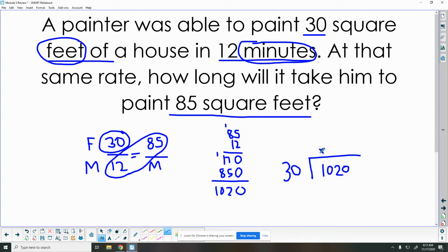So 30 can't go into 1, and it can't go into 10, but it can go into 102. It's like counting by threes. So 3, 6, 9, 12, but we're just going to add a 0 on all of these. So we've got 30, 60, 90, 120 is too big, so it goes in there 3 times, which is 90. And then we've got 12 left over. Bring down my 0, 120. Looks like it goes in there perfectly 4 times. So it is going to take 34 minutes to paint 85 square feet.